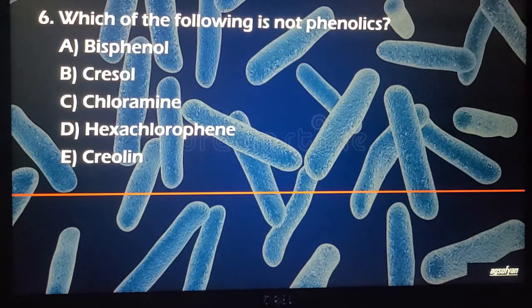Number 6, which of the following is not phenolics? A. Bisphenol, B. Cresol, C. Chloramine, D. hexachlorophene, or E. Creolin. Choose your answer.